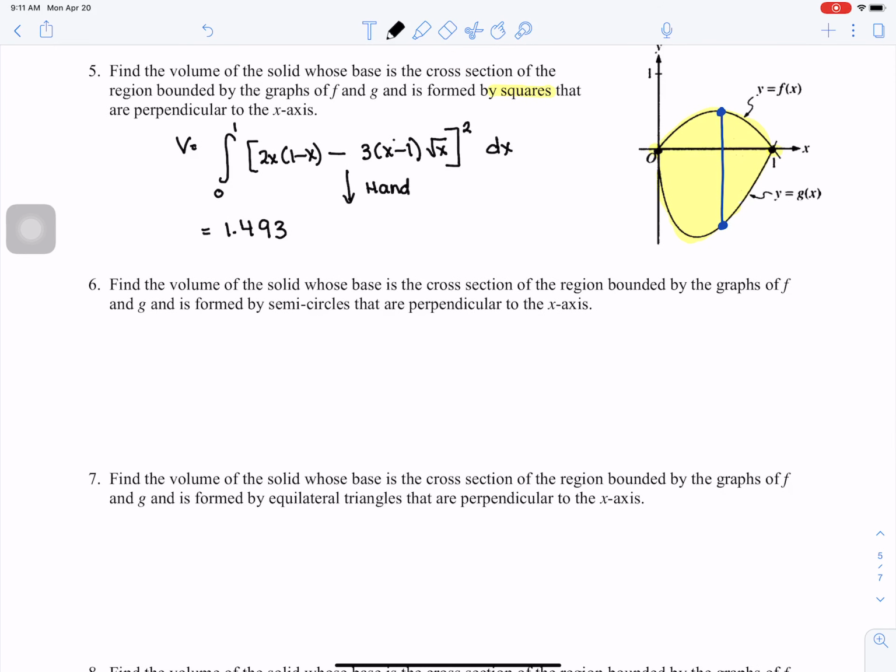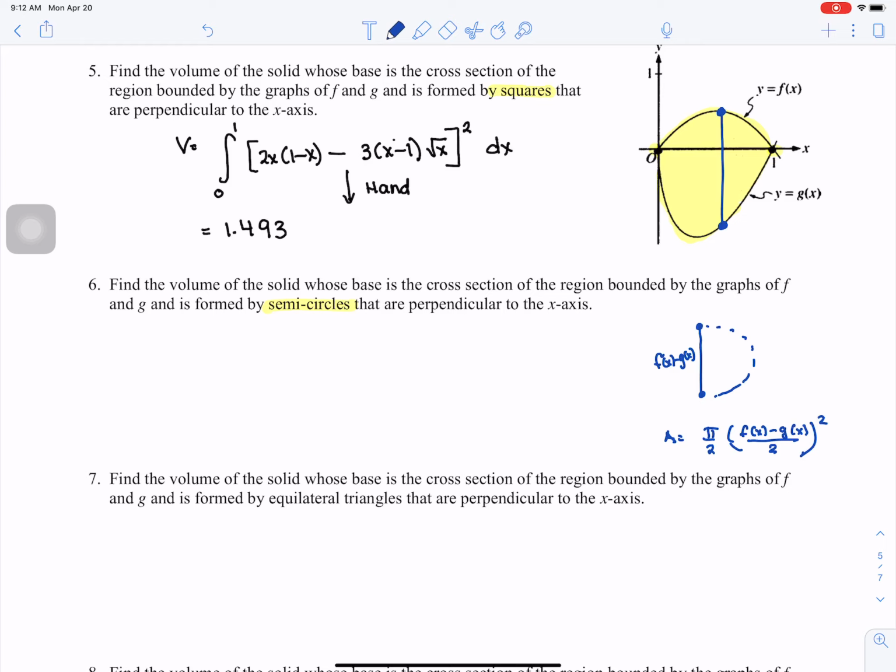Now, what happens if I'm forming semicircles that are perpendicular to the x-axis? So my base would be f of x minus g of x from the diagram. Semicircles are coming out, so my area of one of the semicircles is 1/2 pi r squared. My radius is f of x minus g of x, divided by 2. Square that.